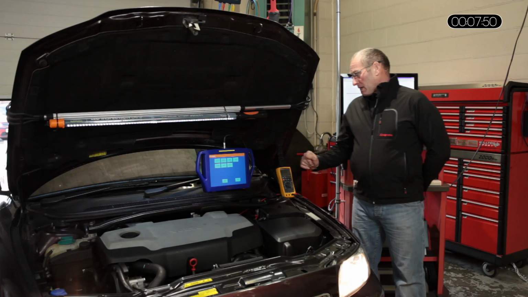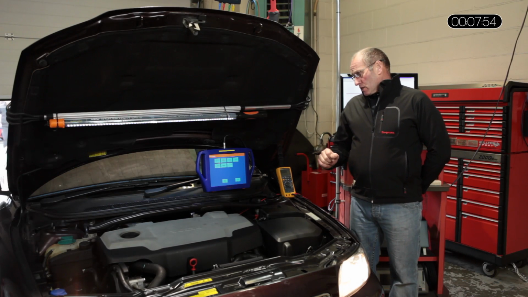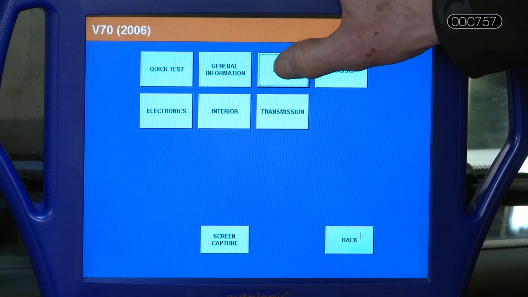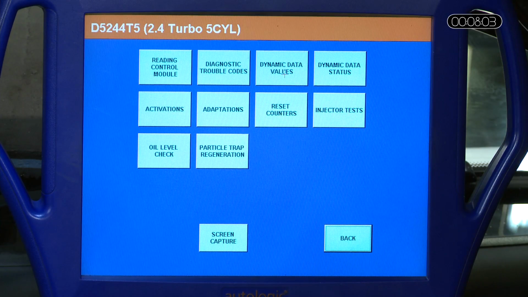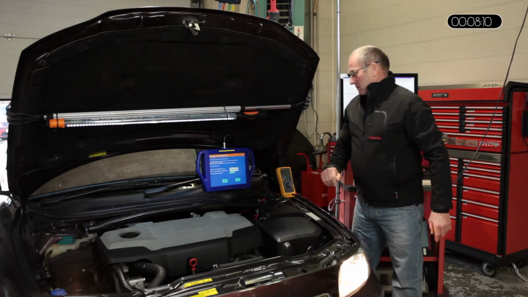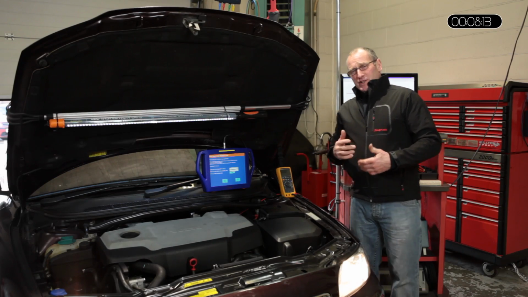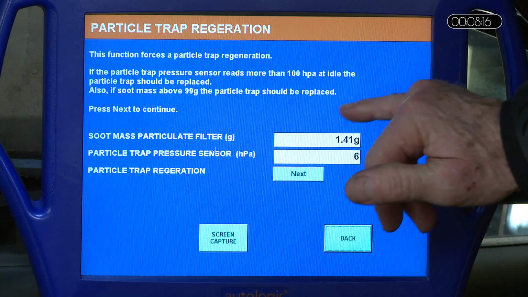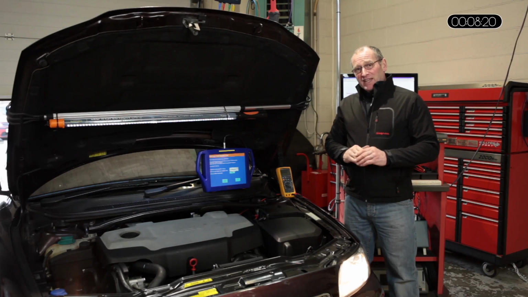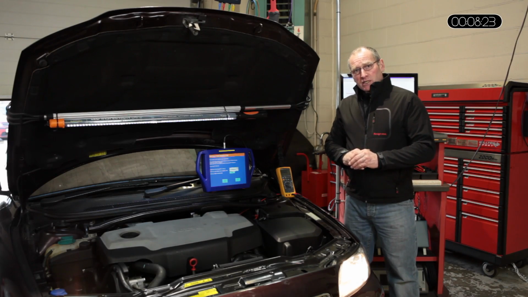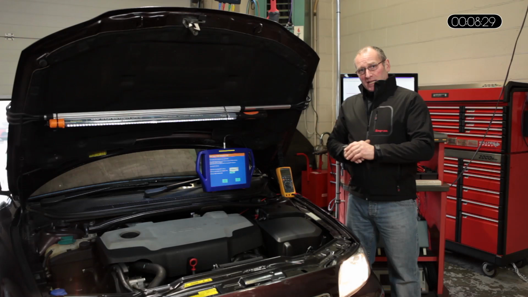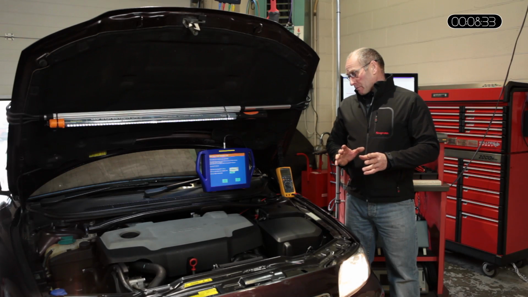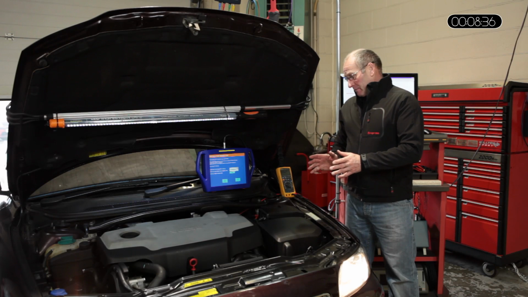Right, I'd like to continue by, first of all, looking at the data relative to the DPF, which we achieve through the engine interface. We're then going to go to the particulate trap regeneration program, and I'm obviously not going to go through the regeneration process here, but what I do want to look at are these figures. Now, we have a soot particulate quantity measured in grams of 1.41 grams. That's currently the calculated level of soot with this system working efficiently.